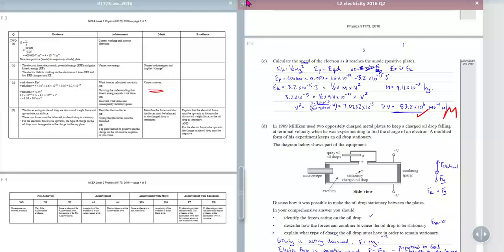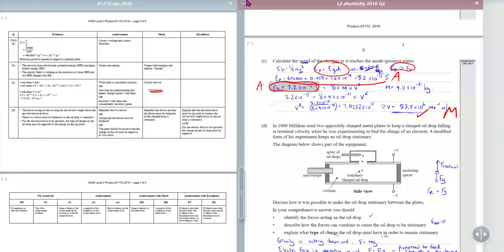But what about if you didn't get that answer? What could you get? The work done is calculated correctly. So the work done is this bit here, EP. So this would get you an achieved. The understanding that kinetic energy equals work done. So this idea here, or this idea here, that gets you an achieved.